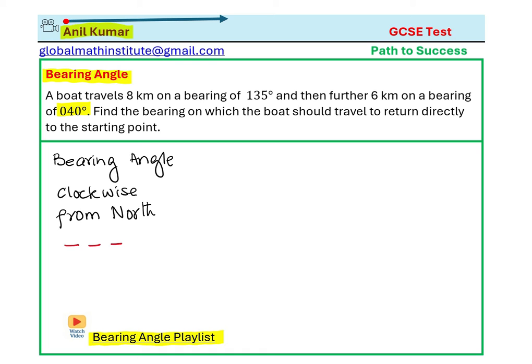Okay. Now let's begin with the question itself. If you have a question of bearing angle, first thing is you should know where the north is. So let's say this is the north for us, and then east and west. So label north, south, east and west.